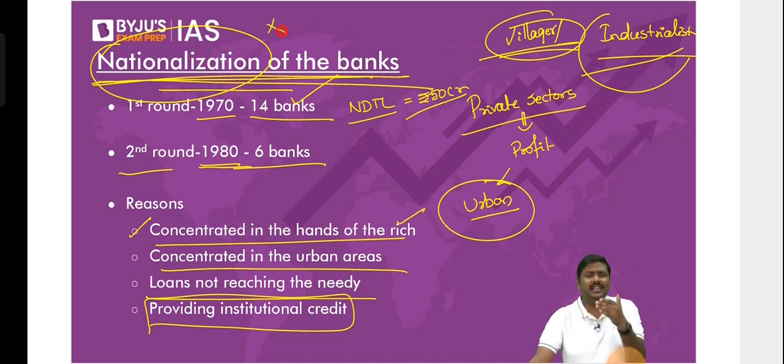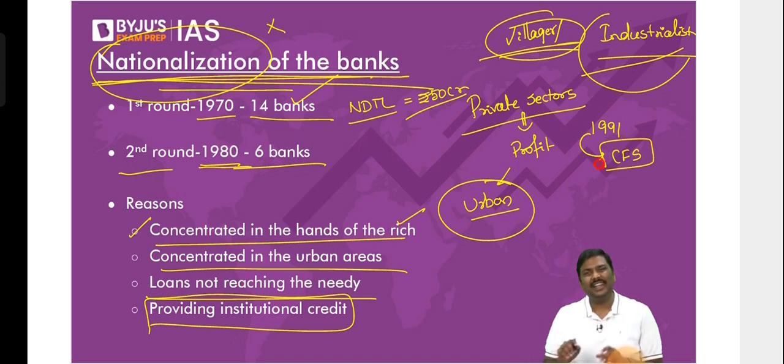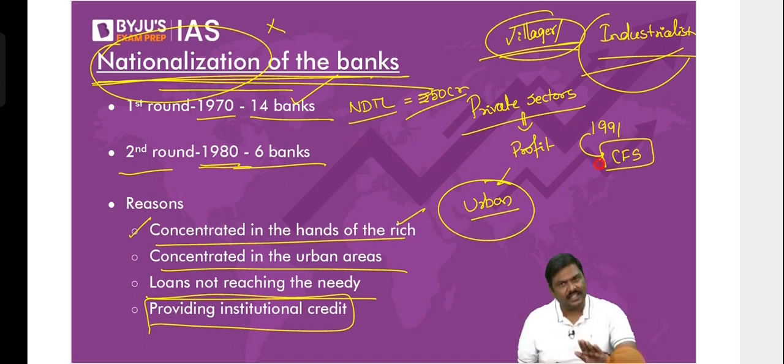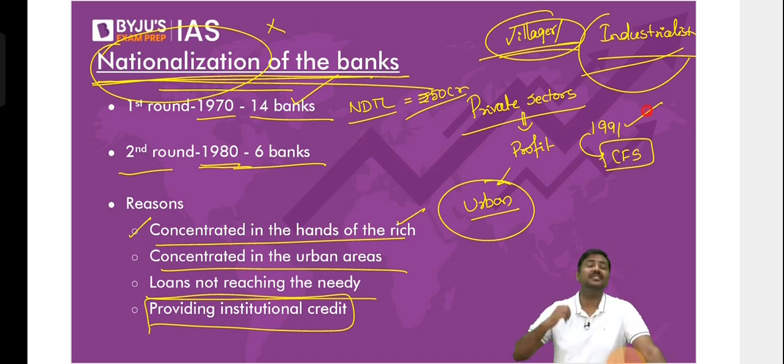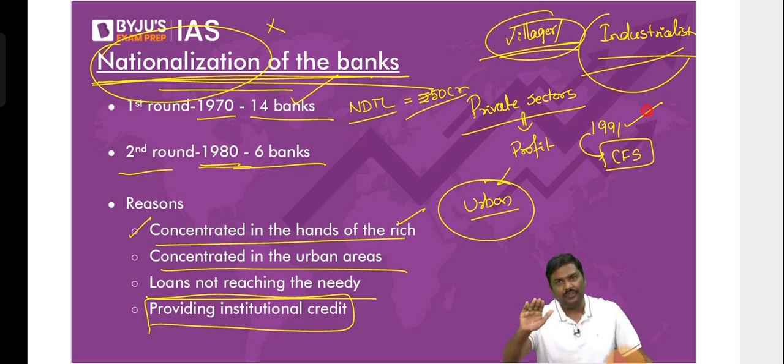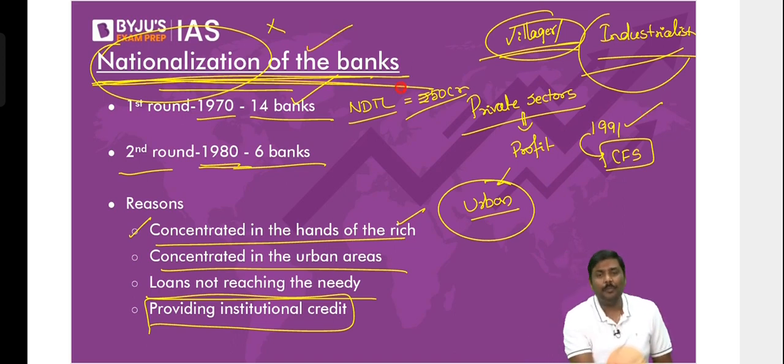Why? Because in 1991 there was a committee recommendation. I'll go to that later, please don't worry. Committee on Financial Systems. Now don't start typing, sir, what is CFS, or what is the recommendation? Separate slides are there. We will go there. Please wait. In 1991, there was a committee set up by the government, the Committee on Financial Systems, the very famous Narsimham Committee. This committee recommended that the Government of India should not go for nationalization. Rather, the private sector should be allowed to open more and more banks in India. That is the concept of nationalization.